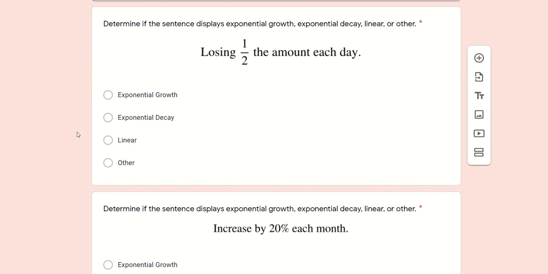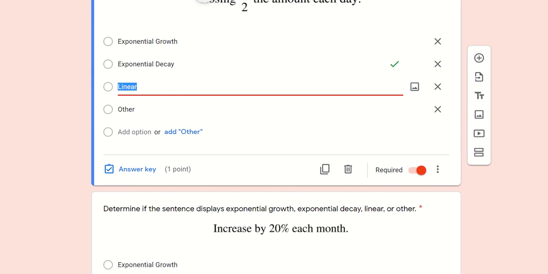The second one, I'm losing half the amount each day. So I'm going down by 1/2, multiplying by a half each day. So again, a constant multiplier, so it's exponential. And because I'm losing, it is going to be exponential decay, as indicated by the green mark.